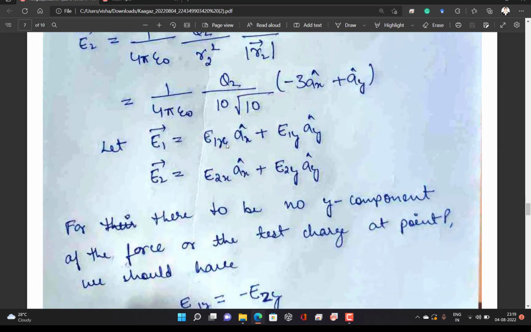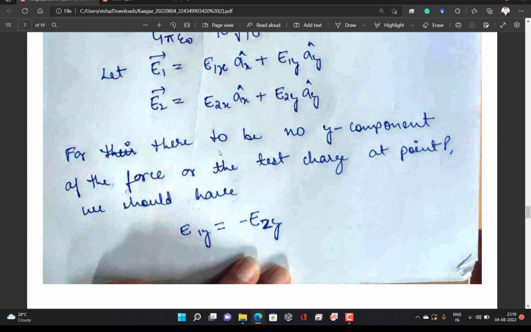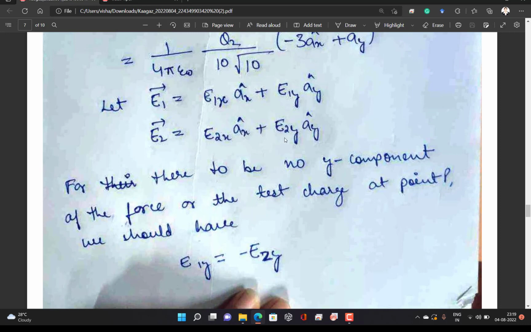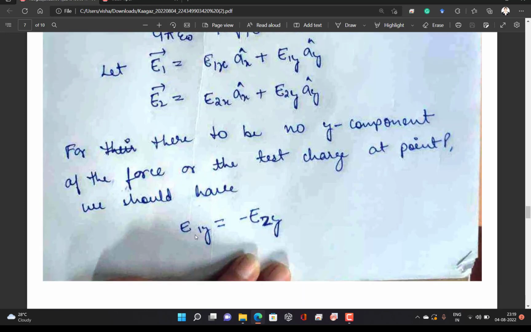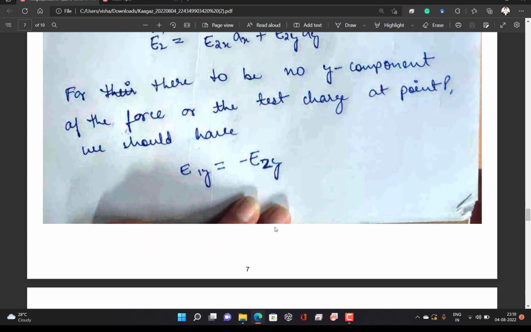Now E1 will be E1x AX plus E1y AY, and E2 will be E2x AX plus E2y AY, since there is no Z component. It is written in the question that there is no y component of the force on the test charge at point P. Then we know that E1y will be equal to minus E2y, because the total electric field intensity will be E1 plus E2. So we need to cancel the y component of E1 with that of E2, which means E1y equals minus E2y.